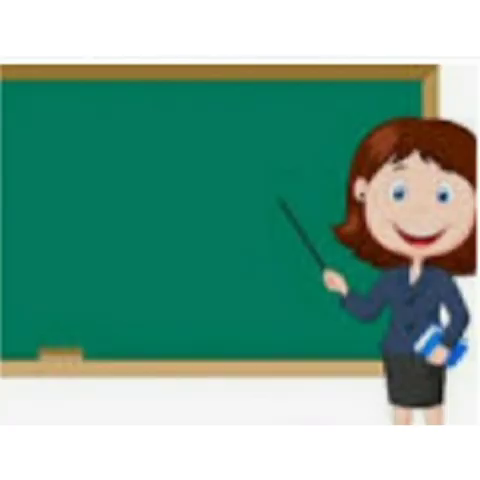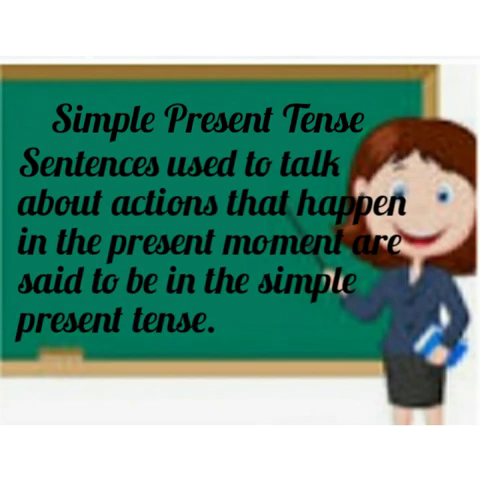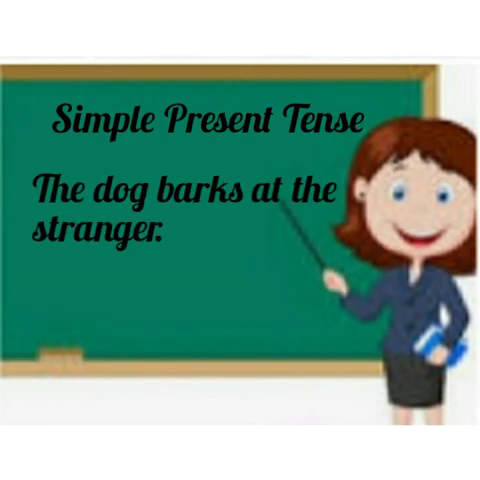These words tell us that Mr. Brian does all these activities every day in his life, and so we can say these words are in the simple present tense. So today we are going to learn about simple present tense. Sentences that we use to talk about actions that happen in the present moment are said to be in the simple present tense. For example, the dog barks at the stranger.